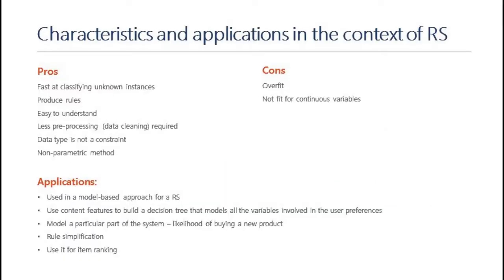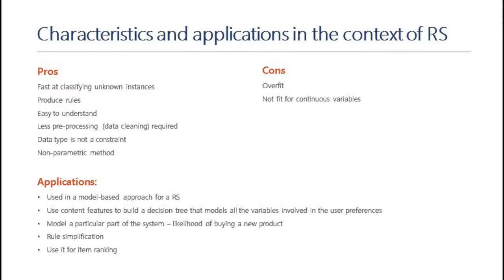The main advantages of building a classifier using a decision tree is that it's inexpensive to construct, and it's extremely fast at classifying unknown instances. Another appreciated aspect of decision trees is that they can be used to produce a set of rules that are very easy to interpret, even for people that don't have any analytical knowledge, because it's just a graphical representation.